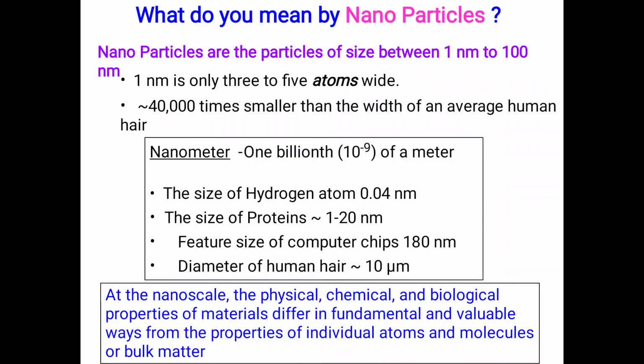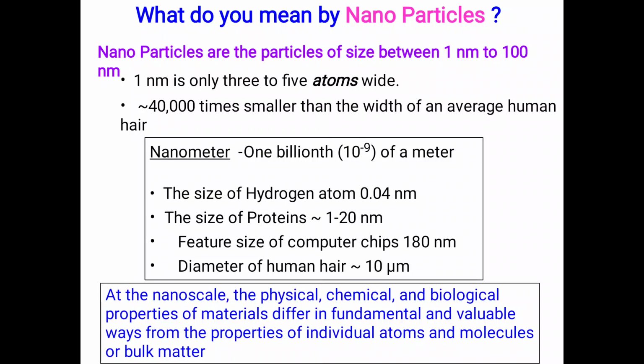So we all have a doubt about how small these nanoparticles will be. If you have this doubt, you can imagine it is approximately 40,000 times smaller than the width of an average human hair. One nanometer is only 3 to 5 atoms wide. Some examples of substances having nanometer size: the size of a hydrogen atom is 0.04 nanometer. The size of a protein is approximately 1 to 20 nanometer. Future computer chips may be manufactured with a size of 180 nanometer. The diameter of a human hair is approximately 10 micrometers.